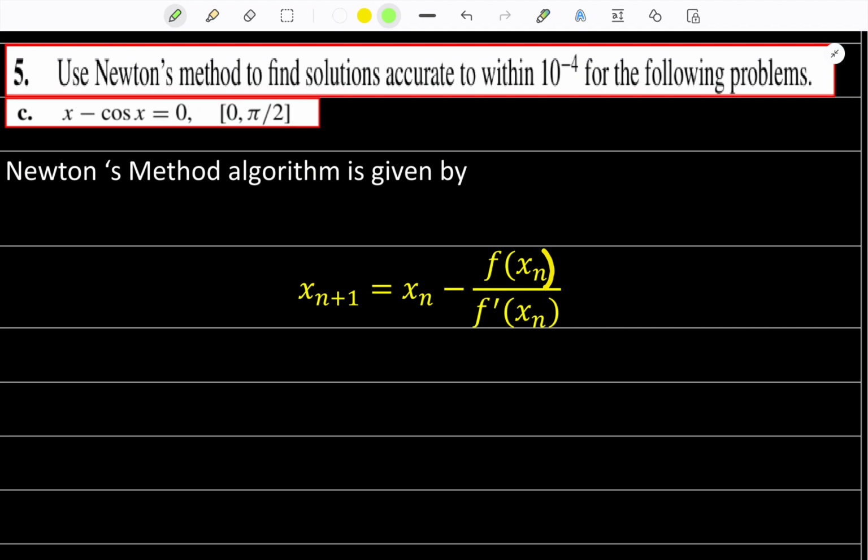Today we will solve the equation x minus cosine x is equal to 0 in the interval 0 comma pi by 2 using Newton's method, accurate to 10 to the power of minus 4. It means you have to fix your calculator to 4 decimal places. I will show you step by step how to reach the solution accurate to 10 to the power of minus 4. Let's make it simple.